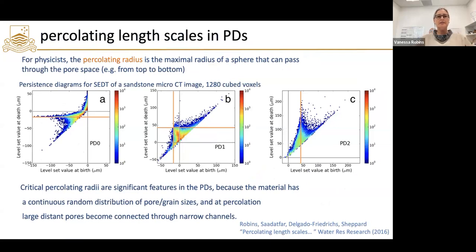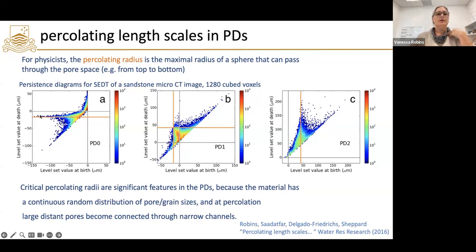So the other information, for a long time, I was computing these persistence diagrams and we were hoping to find some signature of permeability out of them. One promising step in that direction was that we could really see what's called the percolating radius, or the critical radius for the pore space. So this percolating radius is the radius of the largest sphere that can fit all the way through the pore space from top to bottom, okay?